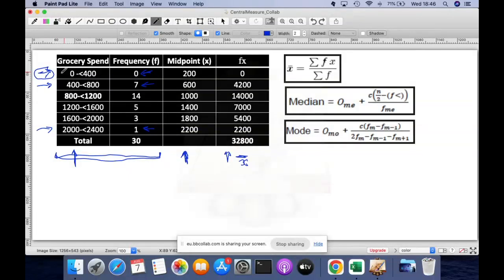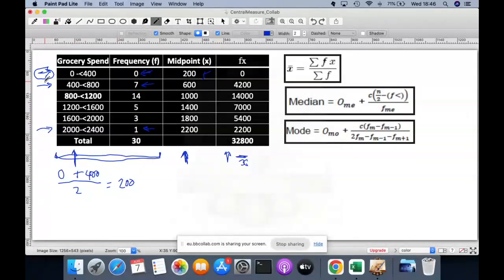Okay, we're just going to look at the first row. We know that that bracket is 0 to 400. So the lower limit is 0, and the upper limit is 400. So we're going to add the lower limit and the upper limit. 0 plus 400 over 2 gives you 200. And that's the midpoint. That's how we got the midpoint here.